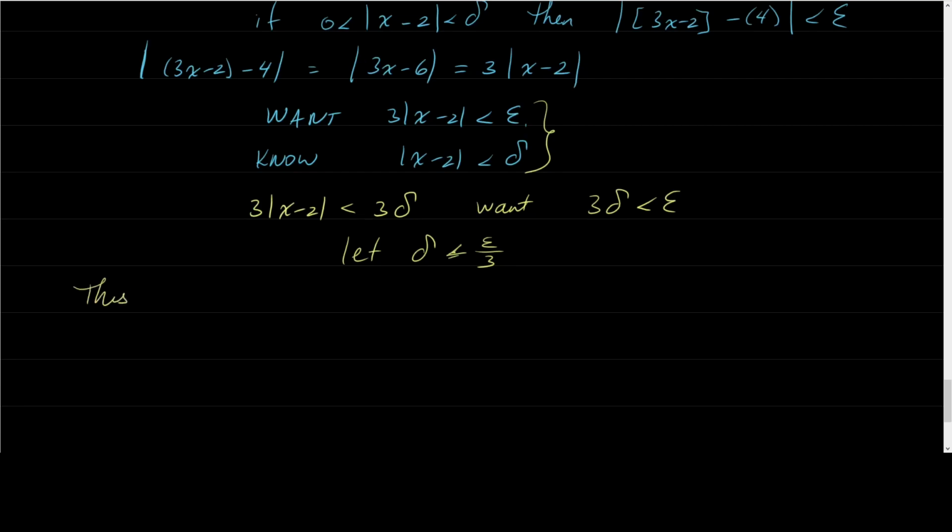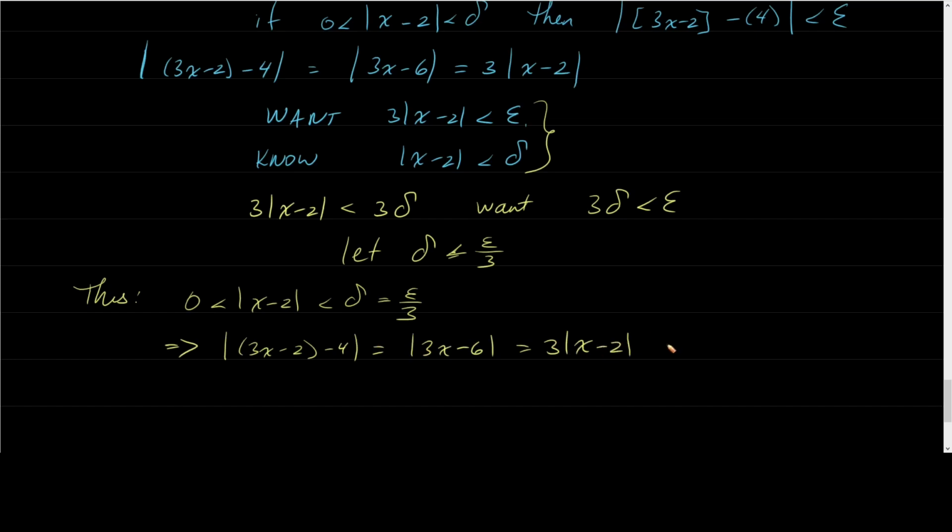So thus, if I take the absolute value of x minus 2 being less than delta, which we know to be epsilon over 3, then this implies that the absolute value of 3x minus 2 minus 4, which is equal to the absolute value of 3x minus 6, which is equal to 3 times the absolute value of x minus 2, which would be less than 3 delta, which again is equal to 3 times epsilon over 3, which is epsilon, which is what we wanted to show.